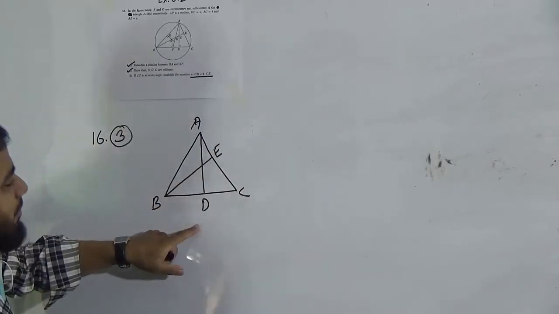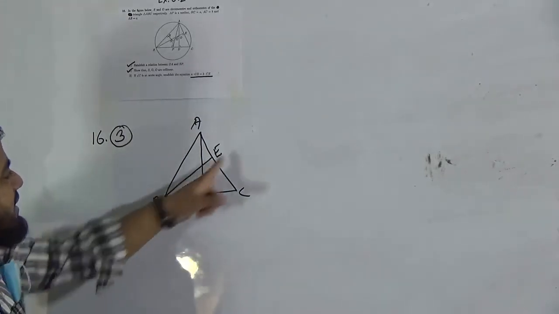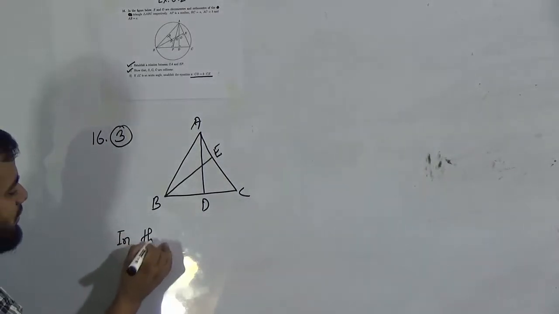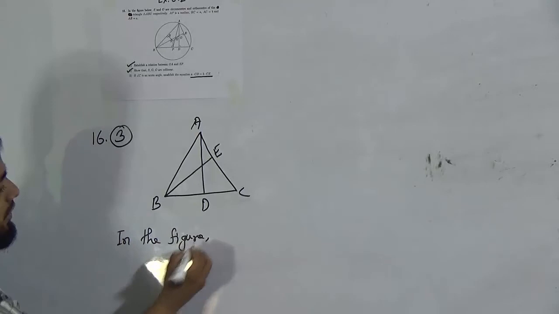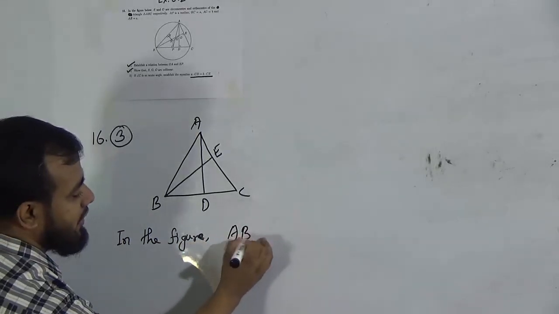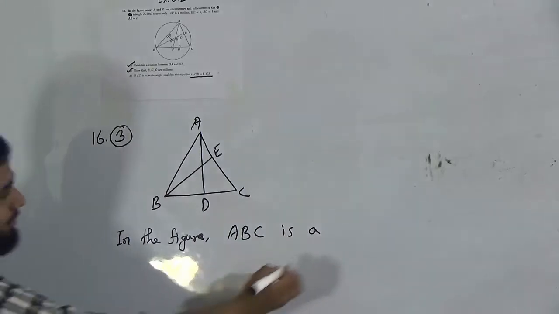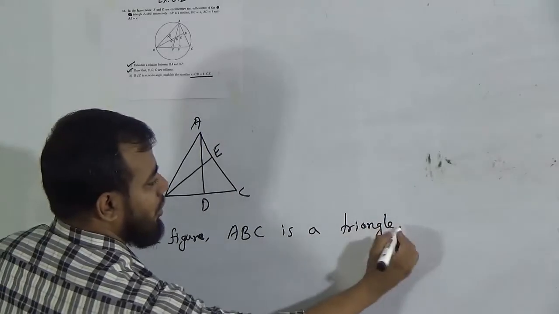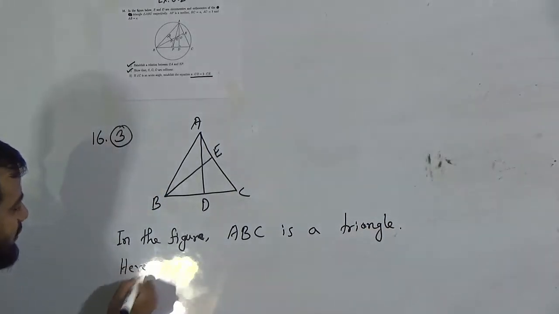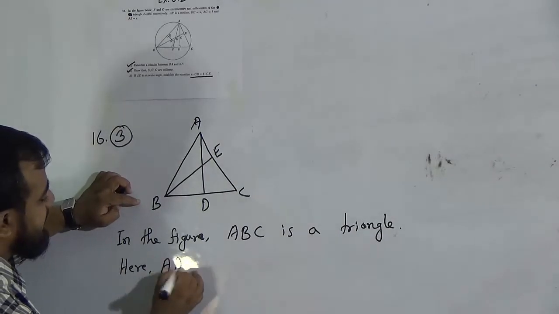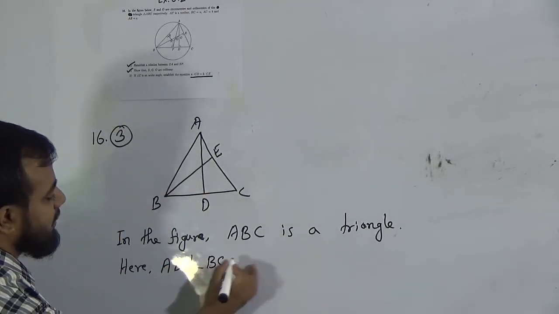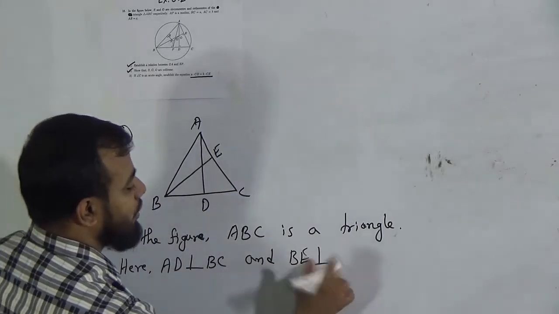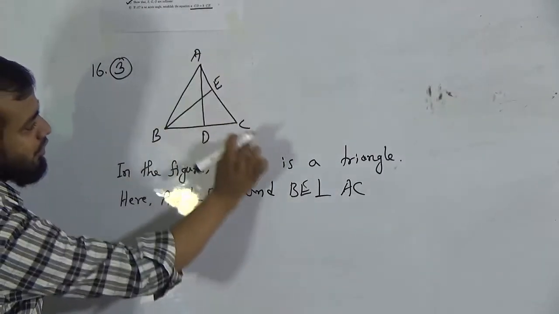AD is the perpendicular line on the line BC and BE is the perpendicular line on AC. Okay, now we can write down in the figure: ABC is a triangle. Here AD is perpendicular to BC and BE is also perpendicular to AC. BE is perpendicular to AC line. Okay.